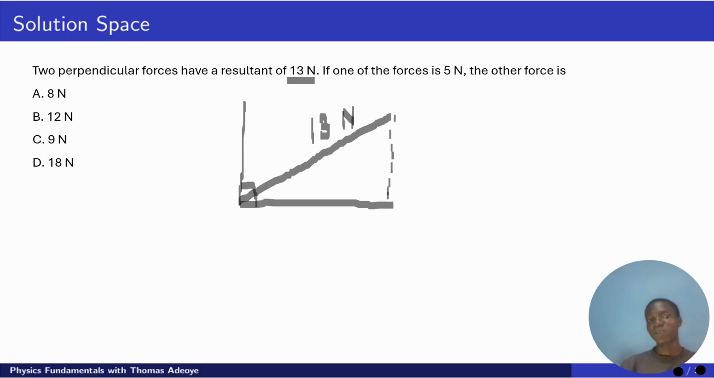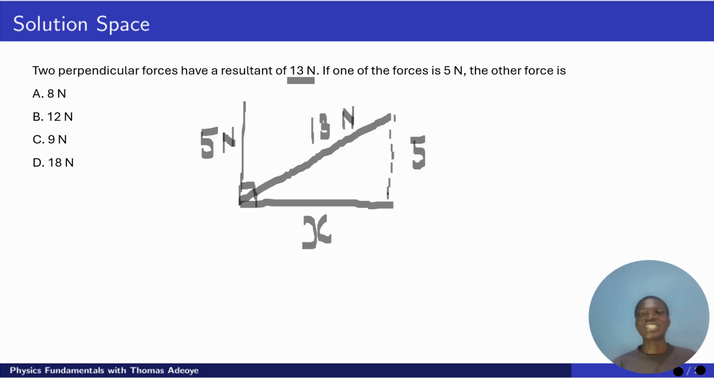If one of the forces is 5 Newton, the other force is what? Let's assume one of them is 5, then the other is x, we don't know. Sorry, why did I write x? This should be 5 as well. So it's in a way related to what I solved in the first problem, so we are not going to waste time solving it.